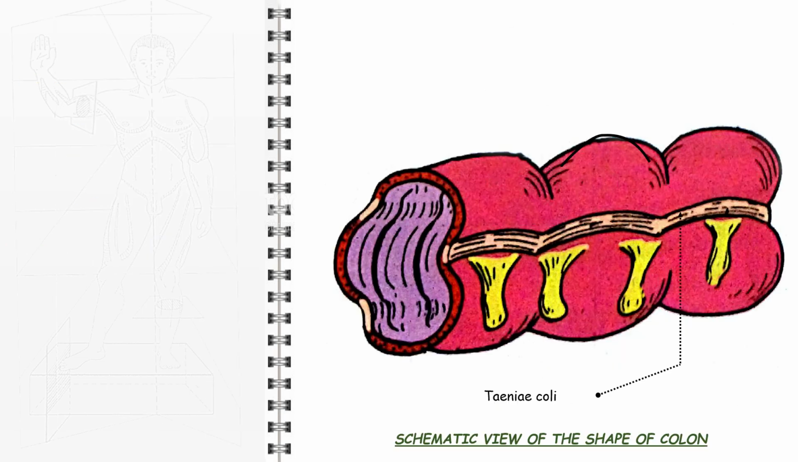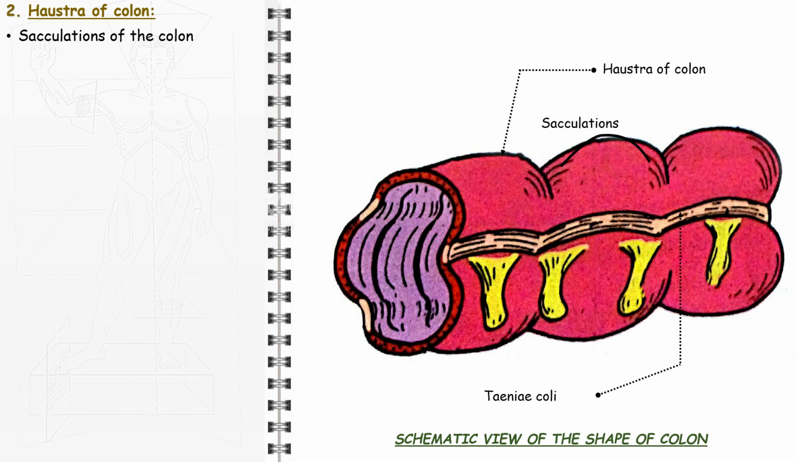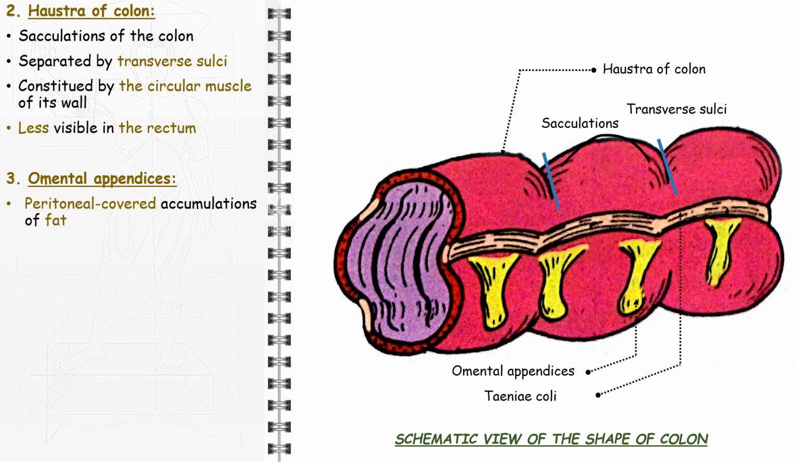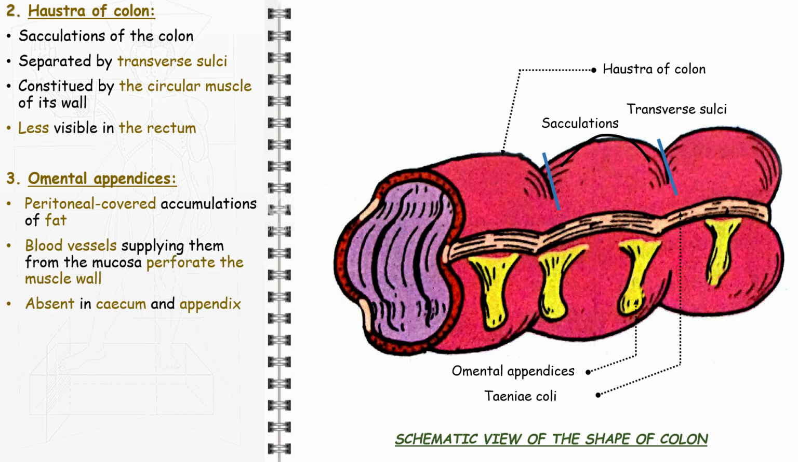The haustra of the colon are saculations of the colon between the taeniae coli, separated by transverse sulci. They are constituted by the circular muscle of the colic wall and are also less visible in the rectum. The omental appendices are peritoneal covered accumulations of fat along the taeniae coli, supplied by blood vessels from the mucosa that perforate the muscle wall. They are absent in the cecum and appendix and are larger and more numerous in the sigmoid colon.